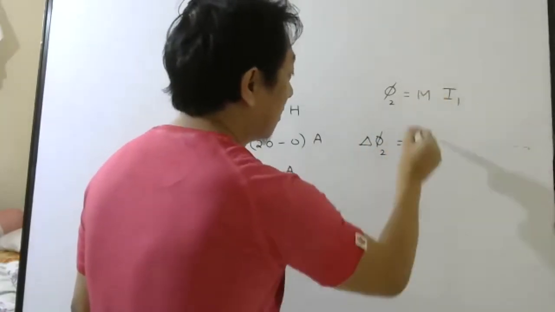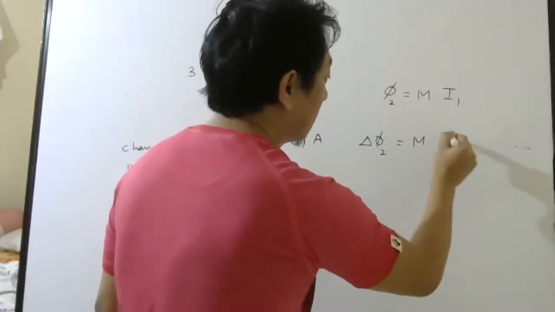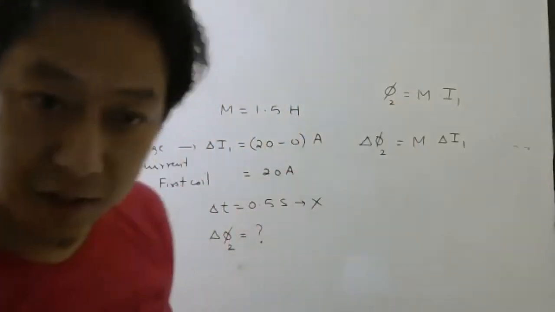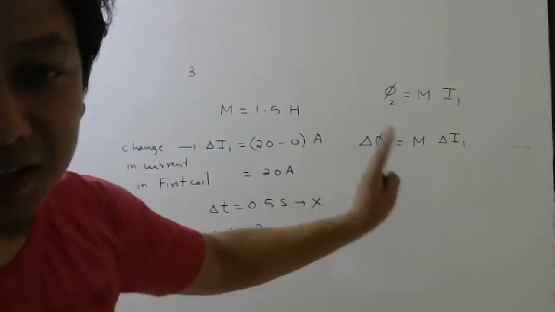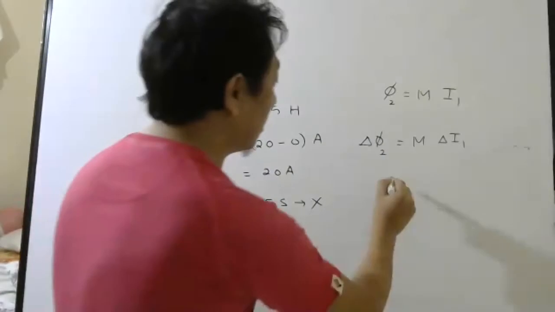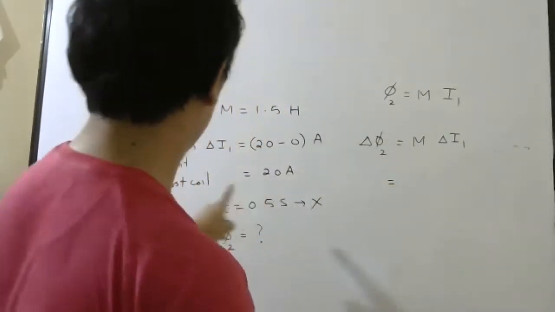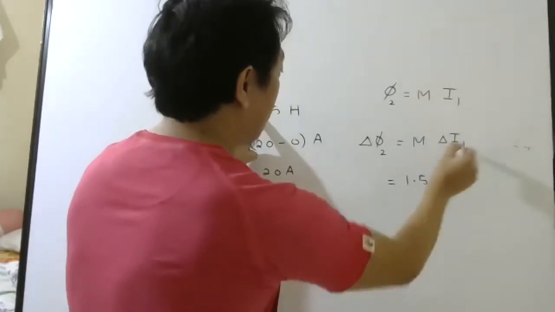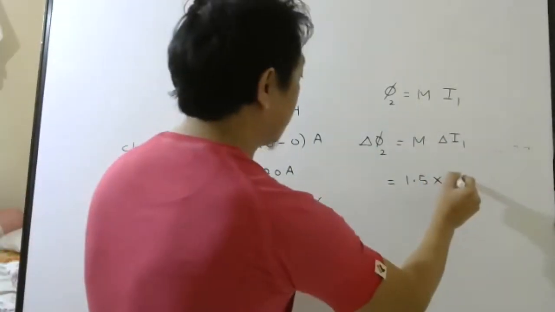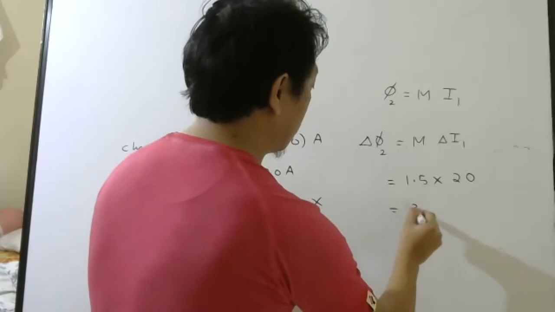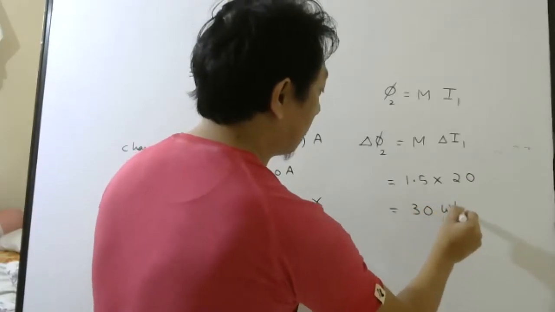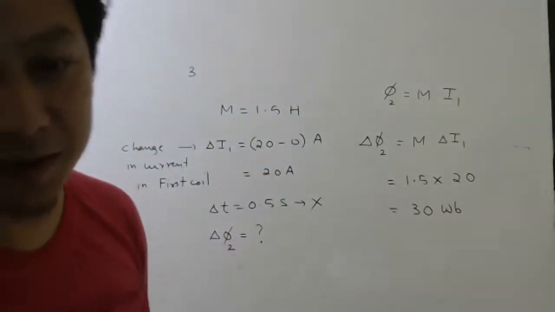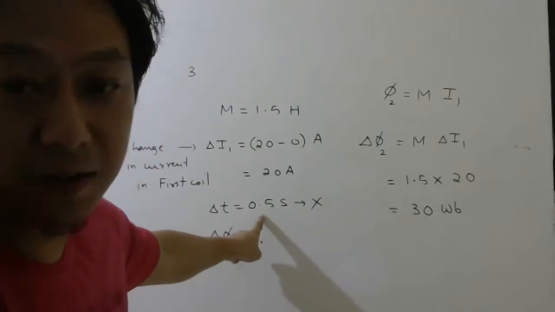This is constant. This I will get. Yes or no, students? Agree or not? If I take change both sides. So now you see this is given 1.5. This is given 20. So 30 Weber. So there was no need for this to be given.